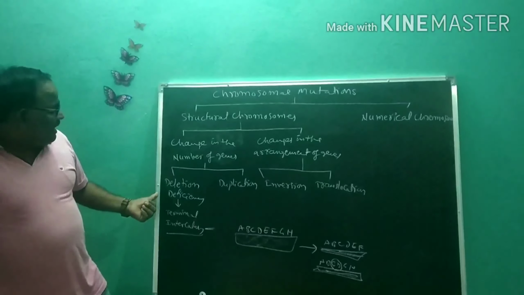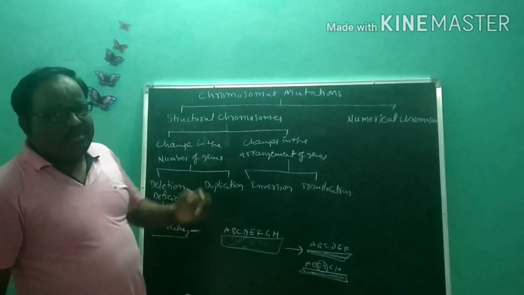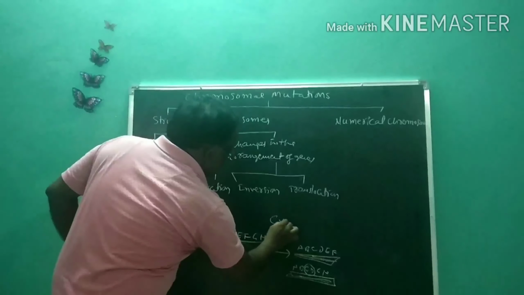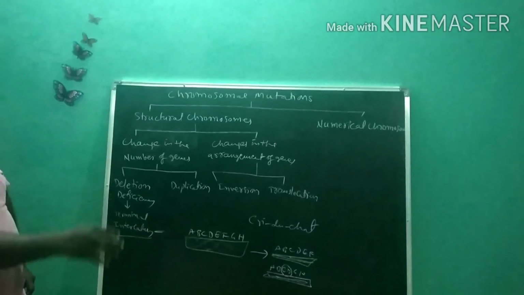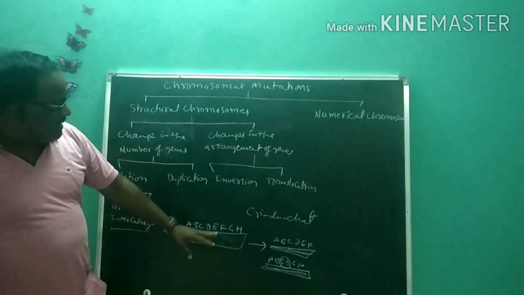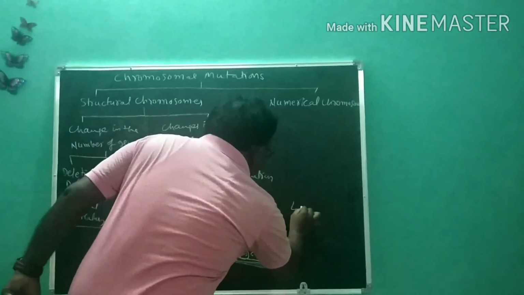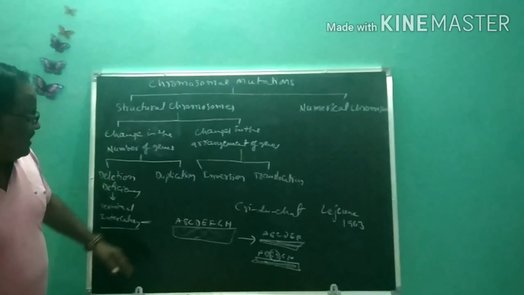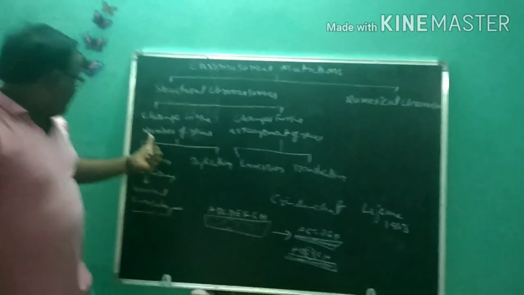In human beings, there is a deletion of chromosome number 5. The result may be Cri-du-Chat syndrome, which means cry of the cat: children cry like a cat. The syndrome involves mental retardation. It was discovered by Lejeune in 1963, and it involves a deletion on autosome number 5.